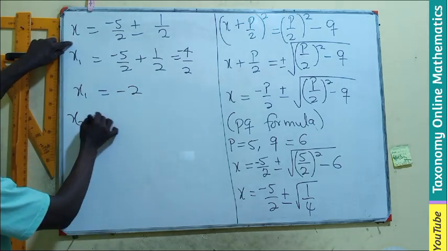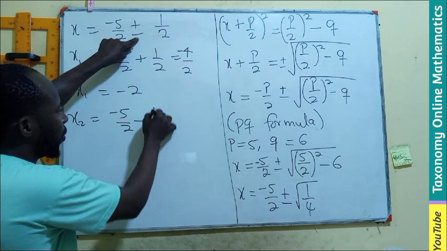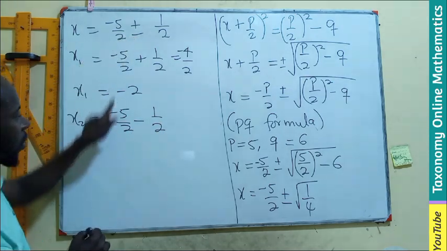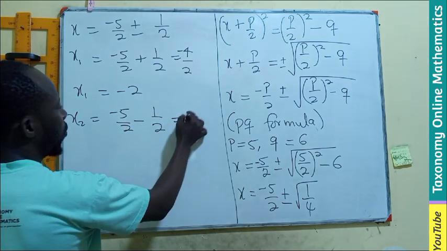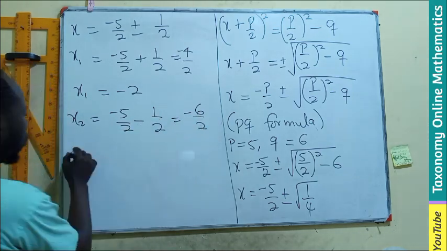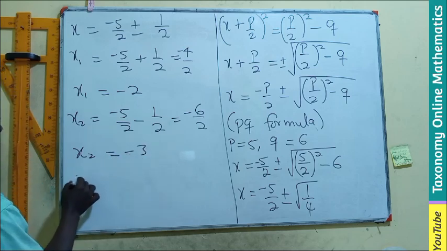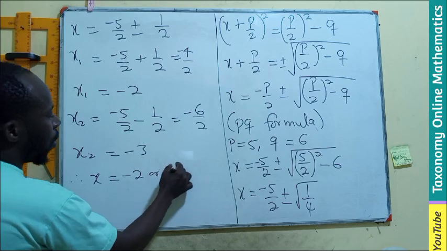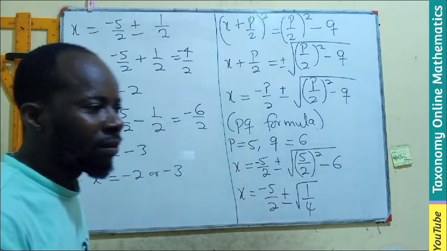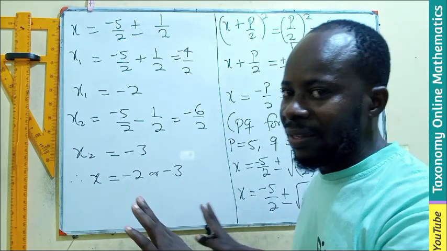Then your x2 will become minus 5 over 2, and we are going for the negative 1 over 2. Minus 5 minus 1 will give you minus 6, divided by 2. Your x2 will also become negative 3. So therefore, x is equal to minus 2 or what? Minus 3. If you were to follow factorization, you arrive at the same answer.